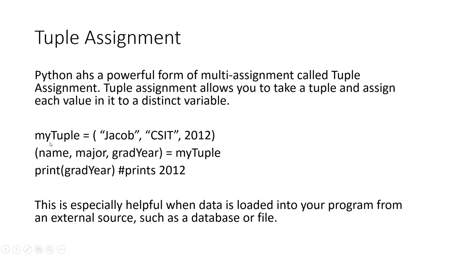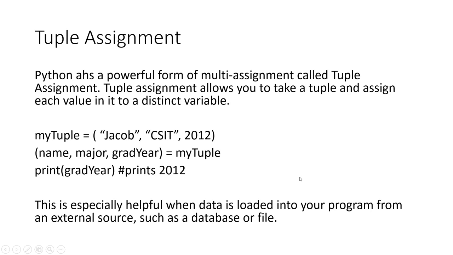So in this case, we create a tuple for Jacob, who studied CSIT and graduated in 2012, and we can say we're going to set the variables name, major, and grad year equal to myTuple. And then we can reference those variables as we would any other way. So if we wanted to print out grad year, in this case, it would print out 2012.